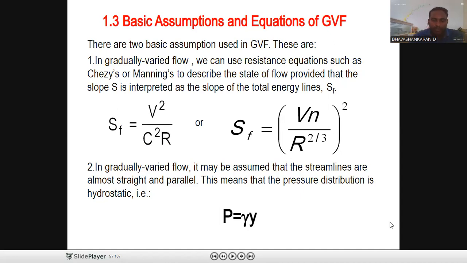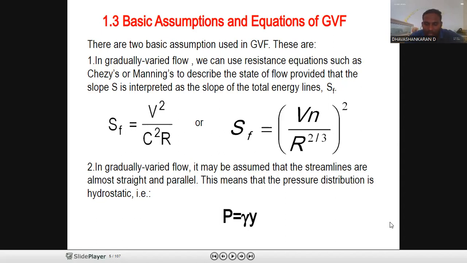Then the bed slope of the channel is very small. Then flow is steady, and hence the discharge Q is constant. The pressure distribution in the vertical direction at any cross section is hydrostatic. The roughness coefficient is constant for the length of the channel and does not depend upon the depth of flow. The uniform flow formulas like Chezy's and Manning's formula are also applicable to gradually varied flow for determining the slope of the energy line. Then the channel is prismatic, and there is no lateral inflow and outflow.